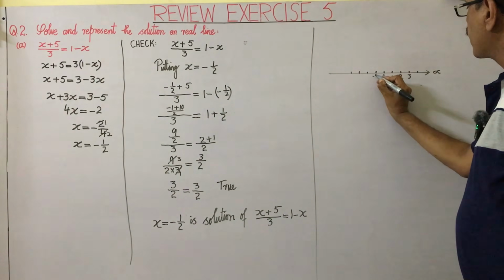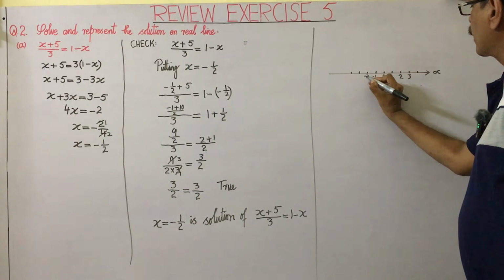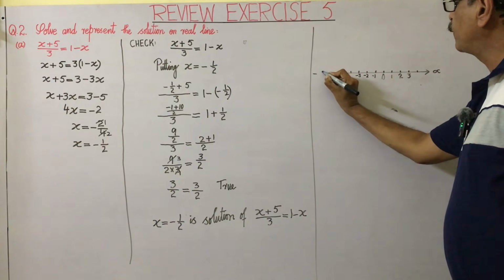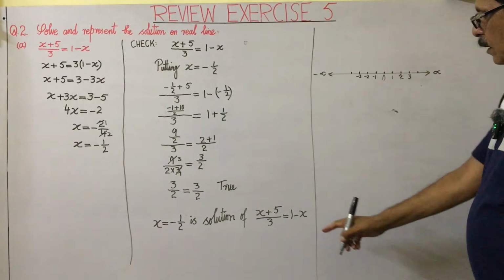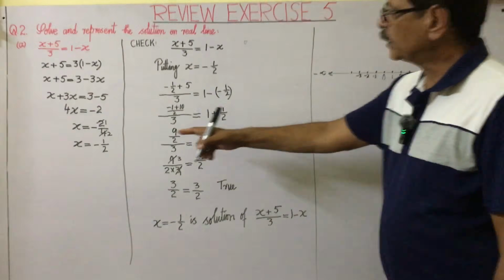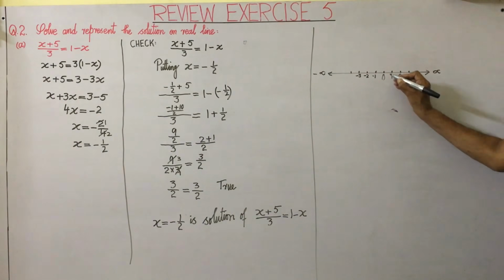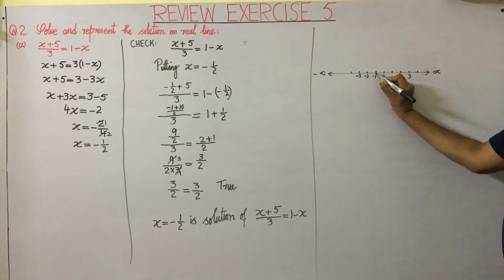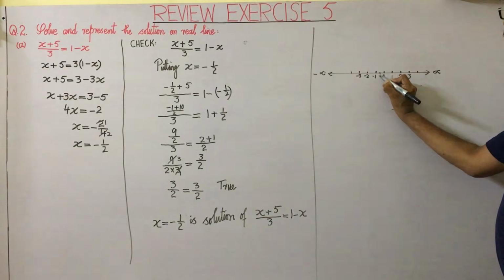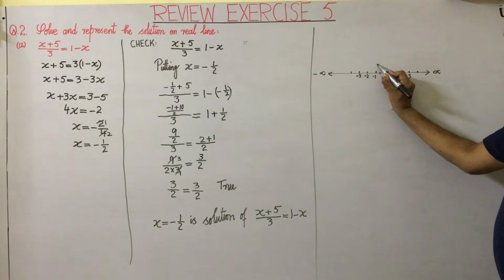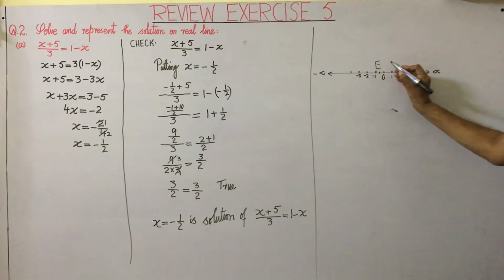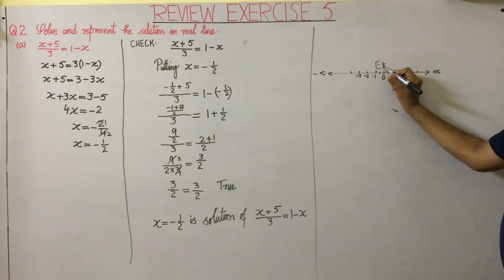minus 1, minus 2, minus 3, so on, minus infinity. x is minus 1 by 2. 0, minus 1, so minus 1 by 2 is in the mid of minus 1 and 0. This is minus 1 by 2.